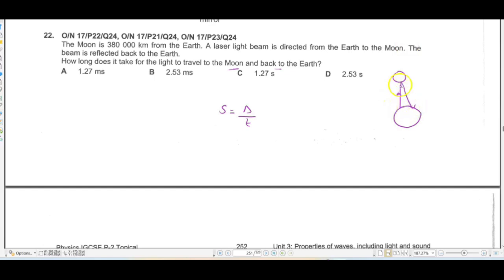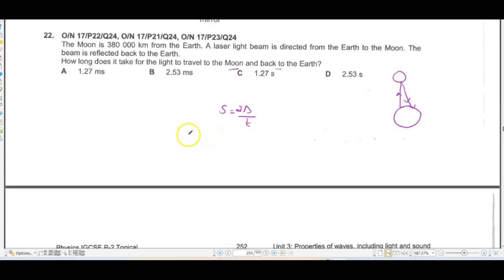So it covered the distance twice. So we are going to use the formula that we use in sound for echoes, because echoes are also reflected. Over here they've mentioned that it went to the moon and then got reflected. So the distance traveled would be when it was going to the moon and then when it was coming back to the earth. So we are going to use this formula.